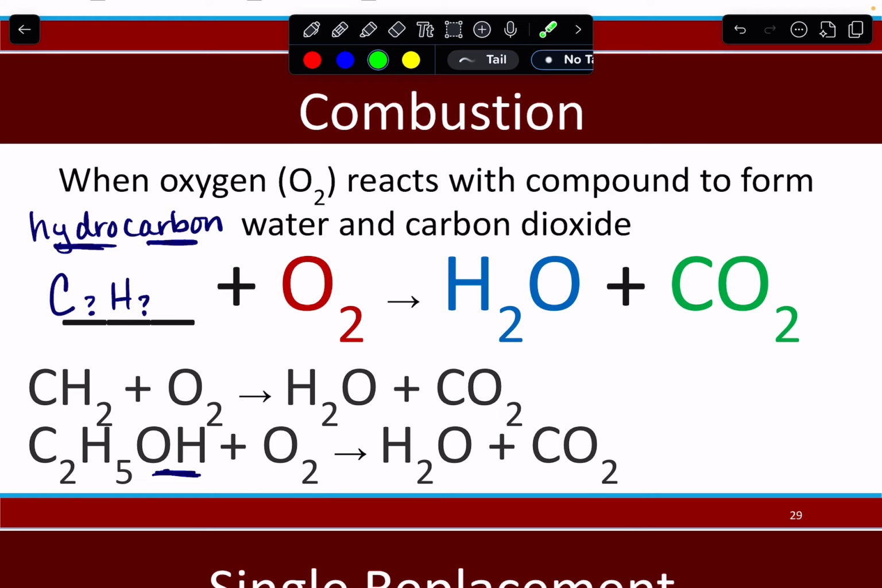So your key pieces to know is that it has to react with oxygen, and your two products are always water and carbon dioxide.